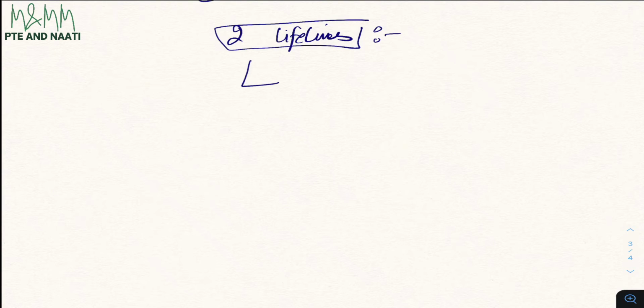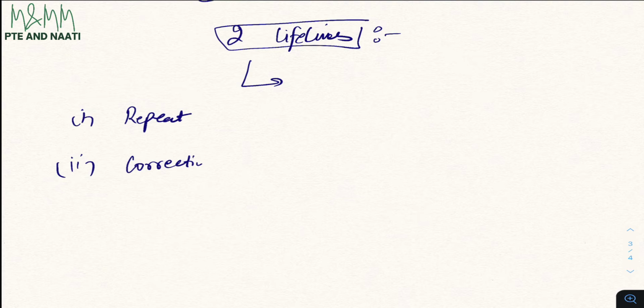Now there are 2 major lifelines that are given to you by the computer, and those 2 lifelines are repeat and correction. I'll explain what that means. Repeat and correction, as the name says, first of all, let's understand what correction is. Correction means that you can correct yourself if you made a mistake without losing any marks at all.